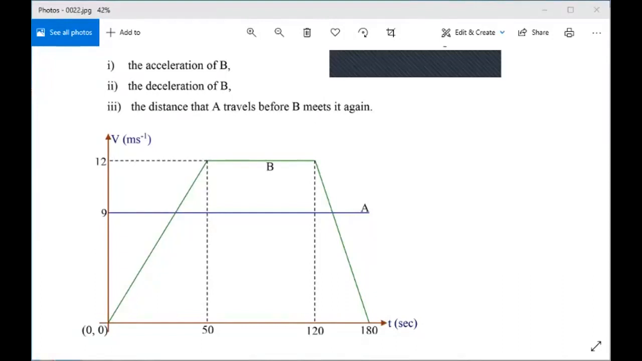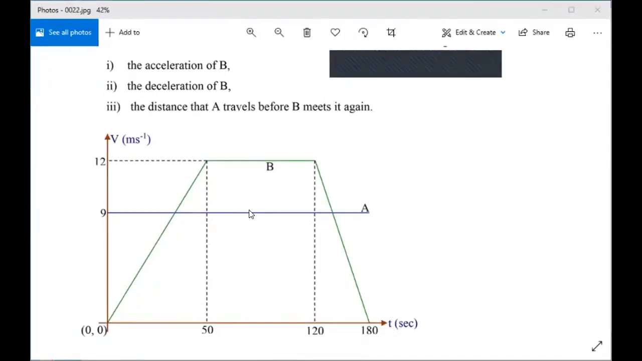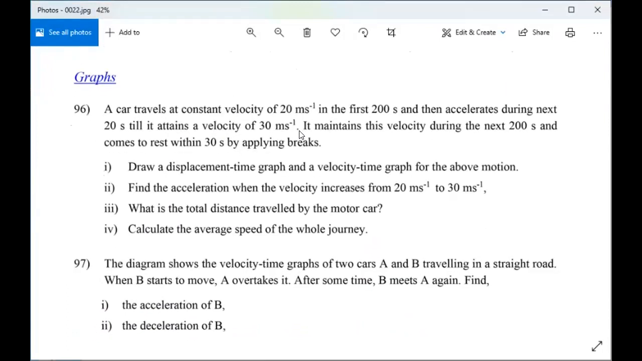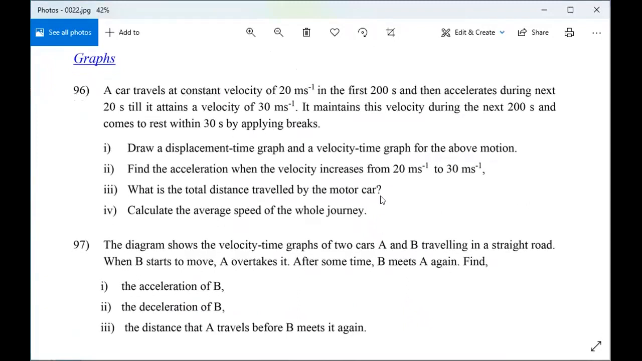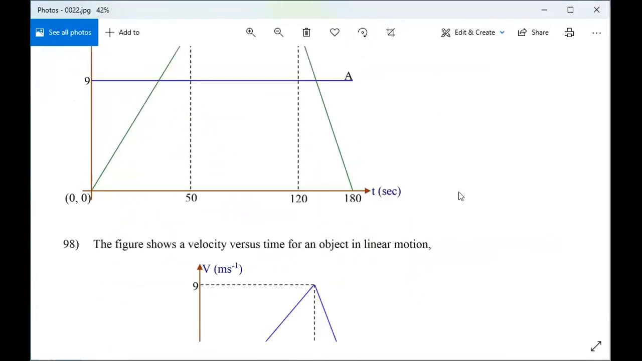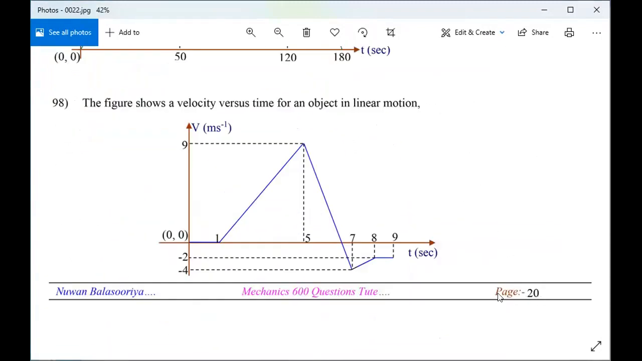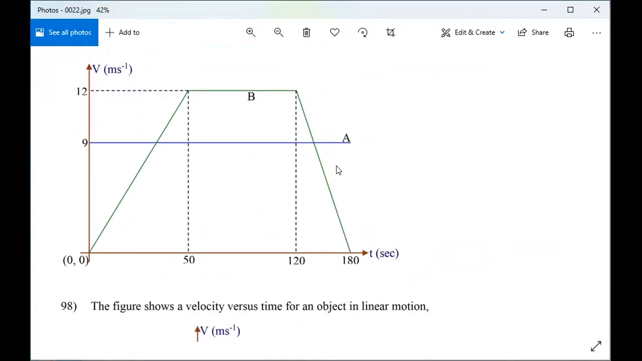Yes, sir. Right. So this is our 600 questions tube. This is the graph section. I'm going to discuss question number 96, which is given on page number 20. If you do not have the tube, do not worry. Just after the class, I'll send you the question to the WhatsApp groups. Right, so let's try this question.